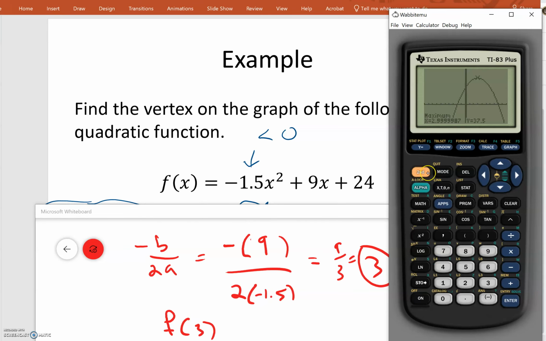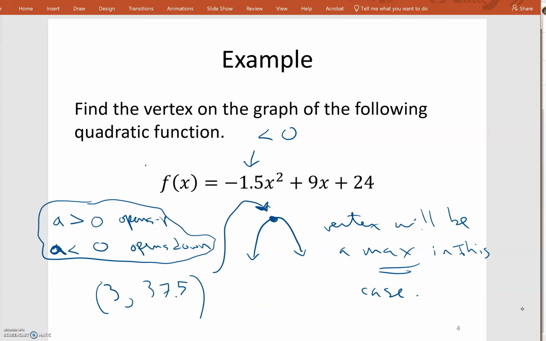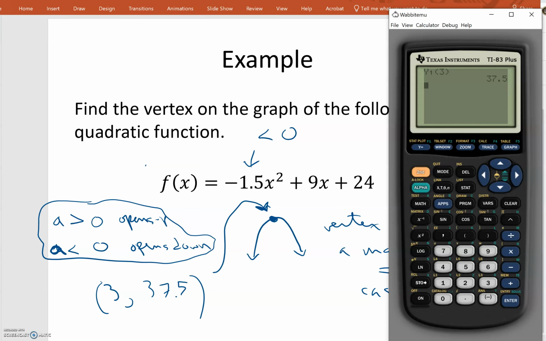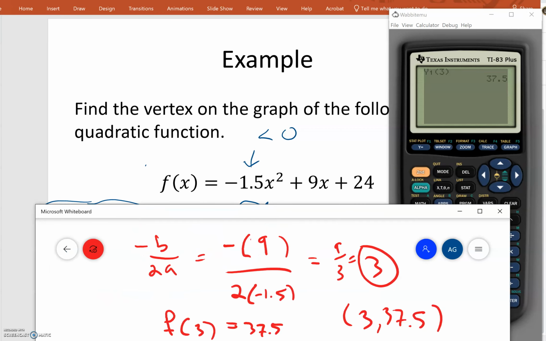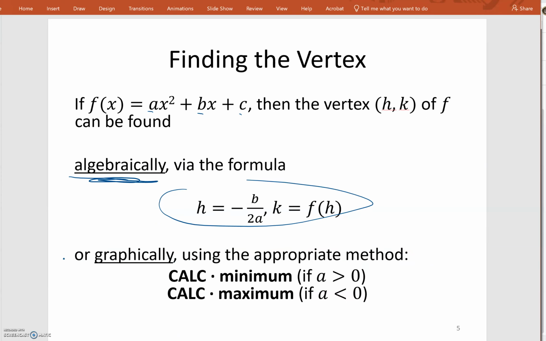And so for that, I could just go to the calculator and do vars, y vars, because I already entered the function, y1 of 3, and I get 37.5, which is exactly the point that we just found. So you can find this algebraically, or you can find it graphically. Either method is fine. The algebraic method is really useful because it's pretty fast, and you don't have to have a calculator. I mean, you might need a calculator to do your computations, but you don't have to have a graphing calculator to do it, which is nice.